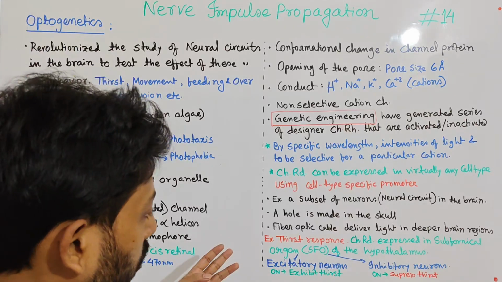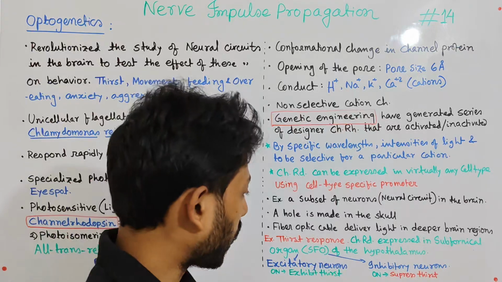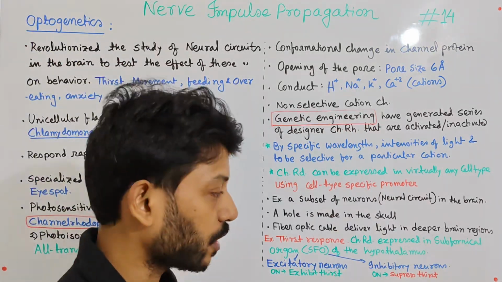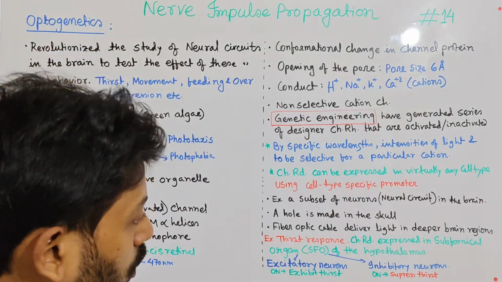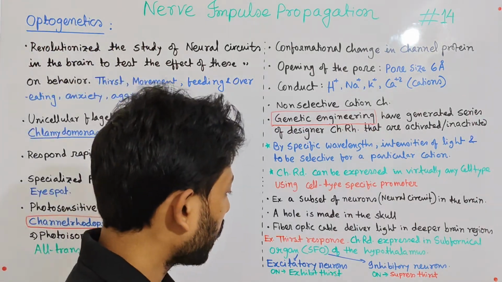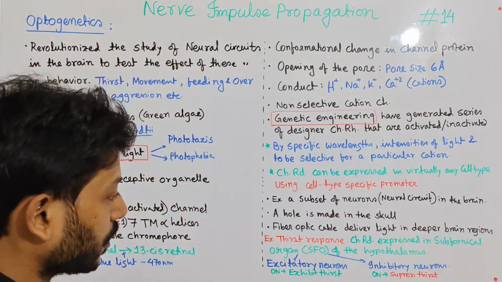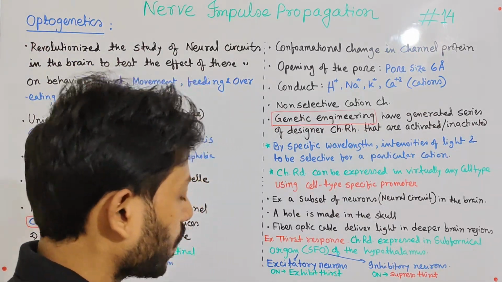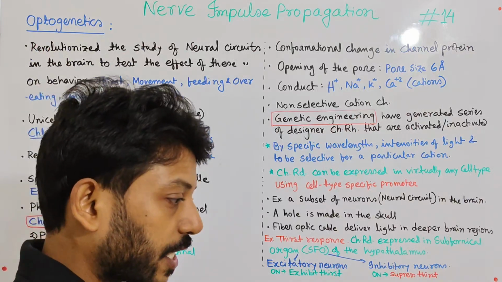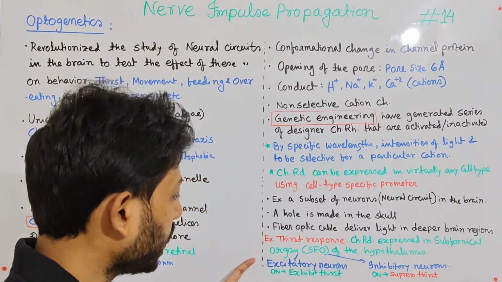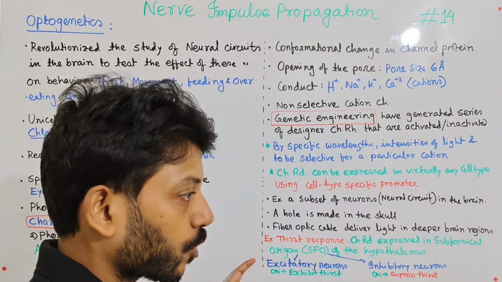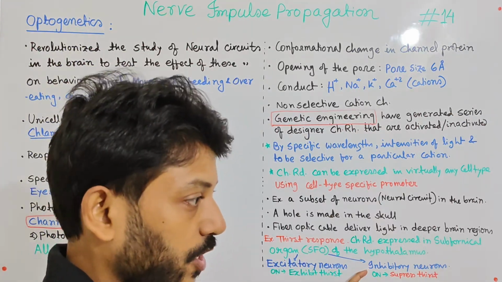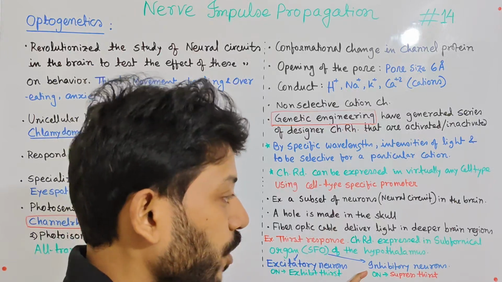I want to explain one behavioral response, the thirst response. Channelrhodopsins are expressed in the subfornical organ, in short SFO, of the hypothalamus. In that neural circuit, there are two types of neurons present, excitatory and inhibitory. Scientists took two lines of mice. In one line they expressed the channelrhodopsin protein in the excitatory neurons, and in the other line they expressed it in inhibitory neurons.